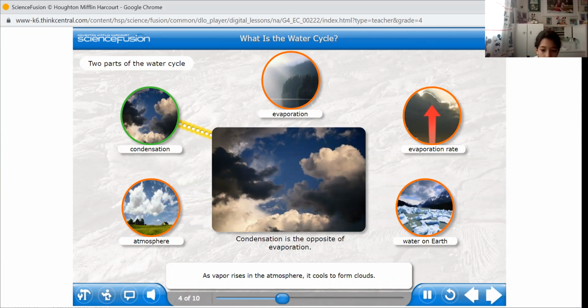Clouds are formed when vapor condenses. As vapor rises in the atmosphere, it cools to form clouds. These clouds may produce precipitation, such as rain, snow, sleet, or hail. So when it's rainy or snowy or bringing rain, it's not condensation and it's not evaporation, it is precipitation.